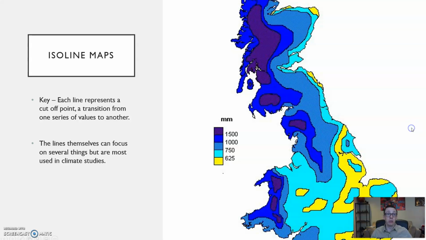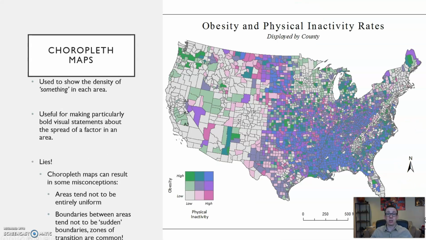Now, moving on. Chloropleth maps. Now, you will have seen chloropleth maps before. They are really, really useful to show the density of a thing in a particular area. And again, the thing can be really, really varied. We've got a map here of the obesity and physical inactivity rates by county in the USA. Now, these are really useful, they're quite bold and they're quite easy to look at. They can spatially show us different patterns and things like that.